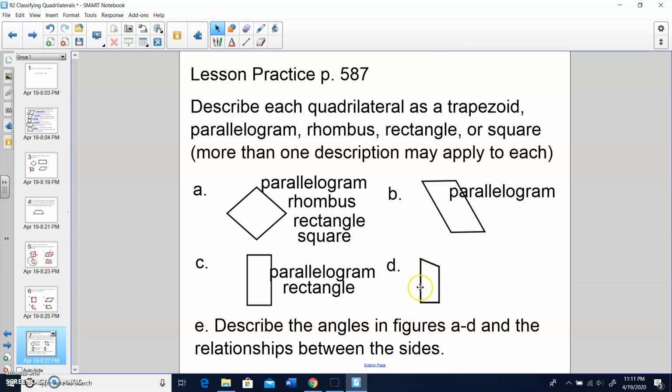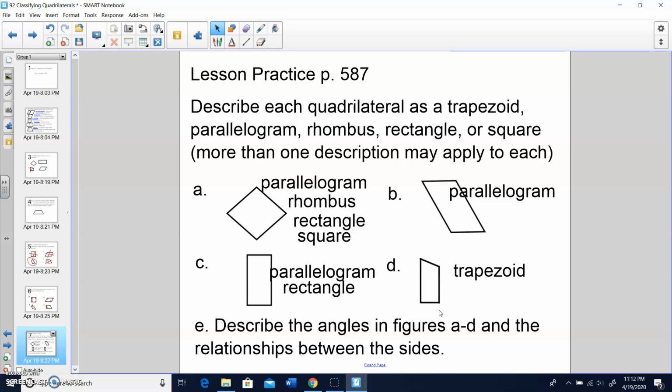D. Is it a trapezoid with one set of parallel lines? Yes. So since it is a trapezoid, it cannot be a parallelogram. And since it cannot be a parallelogram, it cannot be a rhombus, a rectangle, or a square. So the only name that works for the letter D is trapezoid.